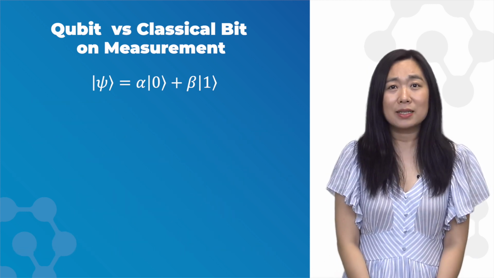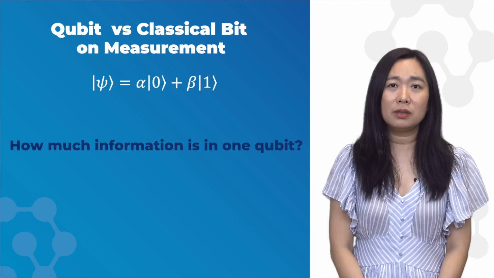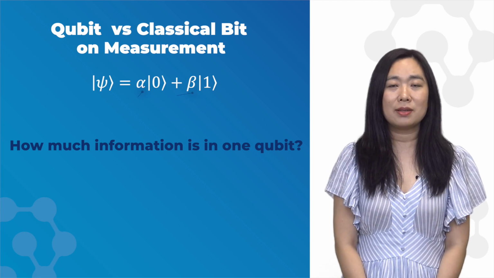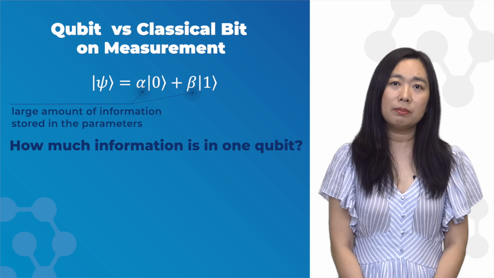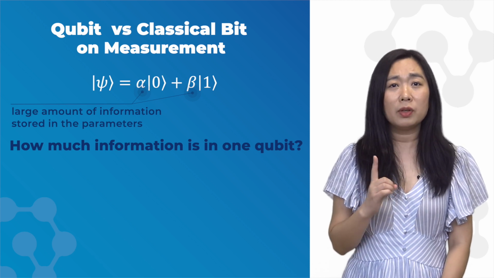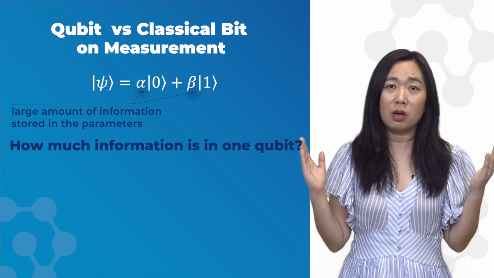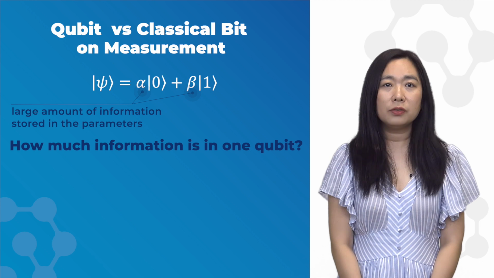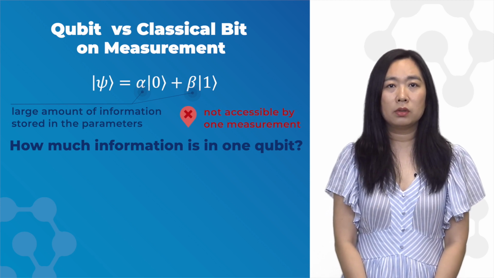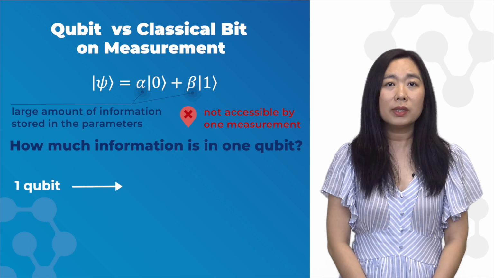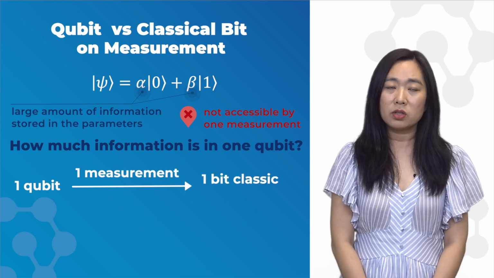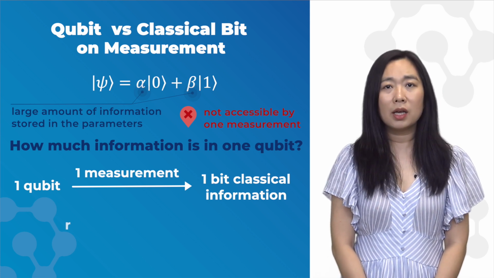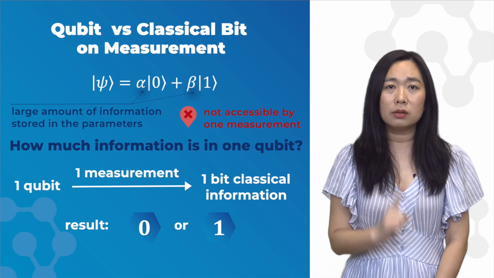Well, one might ask, how much information is represented by a qubit? Paradoxically, there are infinitely many different qubit states, given by a continuum parameter space. Each one of the parameters can store an enormous amount of information. However, not all this information is physically accessible. Each measurement of the qubit only gives one classical bit of information. For any qubit, measurement in the computational basis gives either 0 or 1.